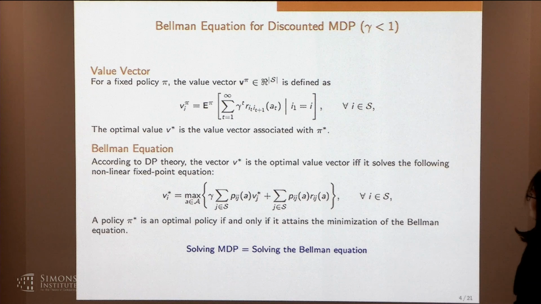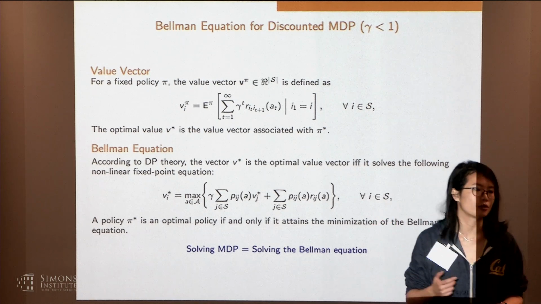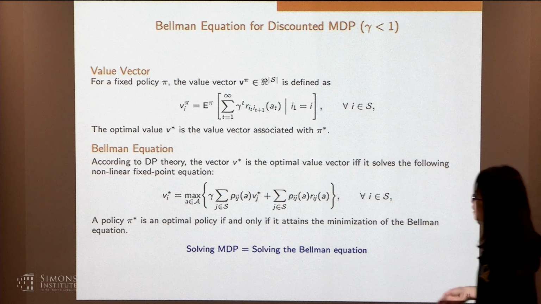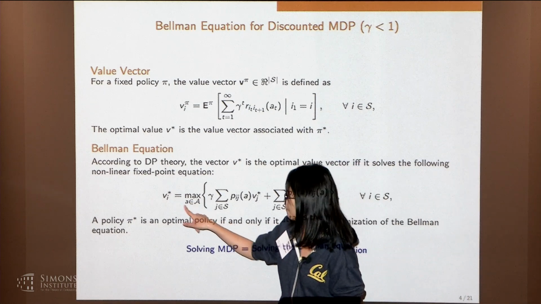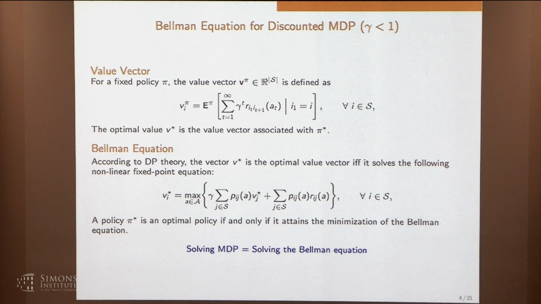So essentially, solving MDP boils down to solving the system of nonlinear equations. They are equivalent. And also, if we figure out the corresponding best A for each state I, we get the optimal policy, which is going to be a deterministic policy. Okay, so that's the background.